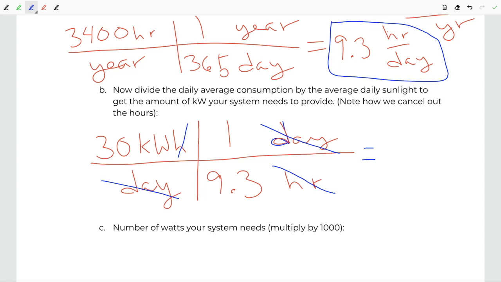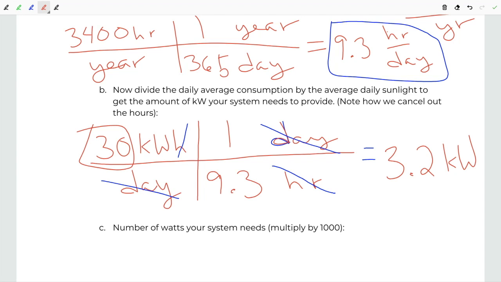And so that is going to be, when accounting for significant figures, which means, remember, we have 2 because this 30 right here has 2, this gives us 3.2 kilowatts that our system needs to provide.